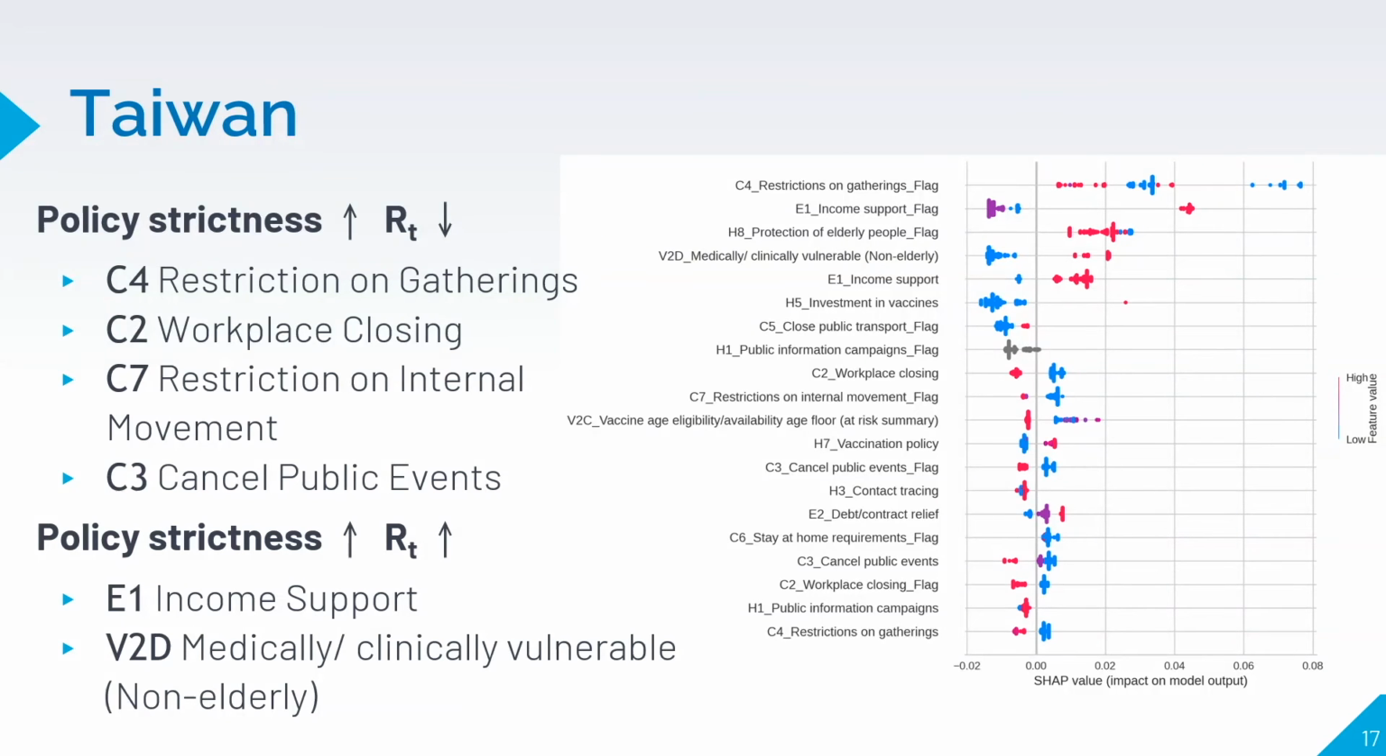For Taiwan's results, we can identify some effective policies for lowering RT, like restriction on gatherings, workplace closing, restriction on internal movement, and cancel public events. These policies are mostly related to social distance. On the other hand, income support is not effective for controlling the COVID-19 spread, which looks quite reasonable.